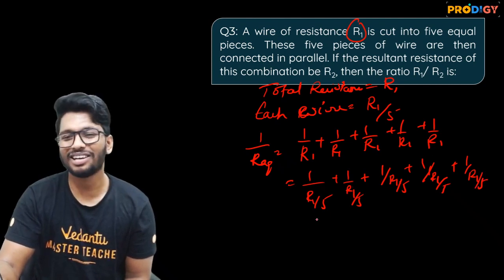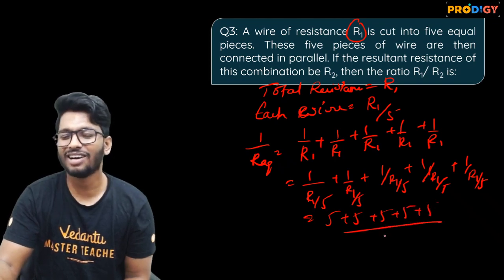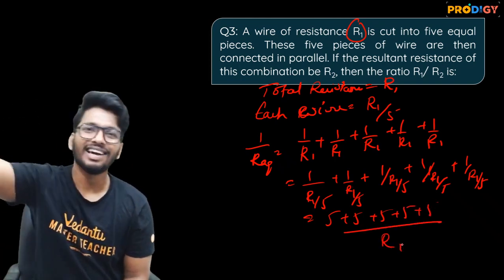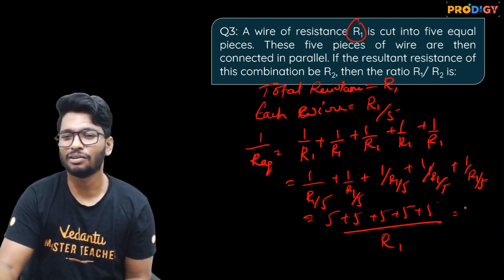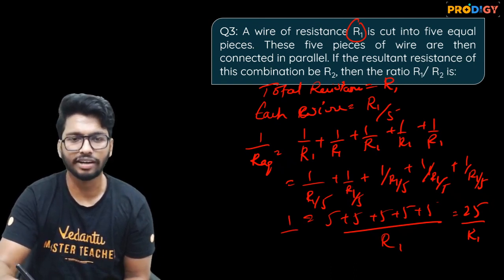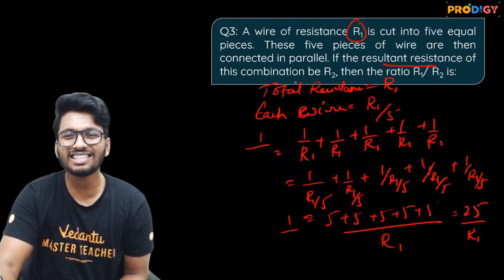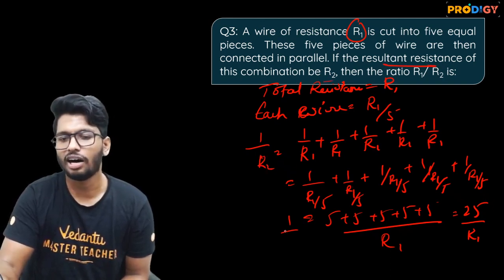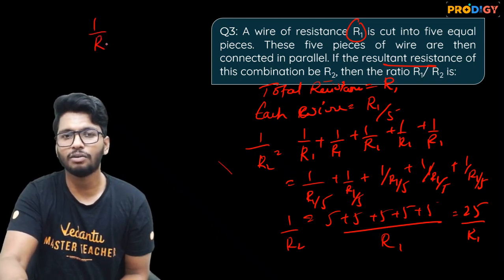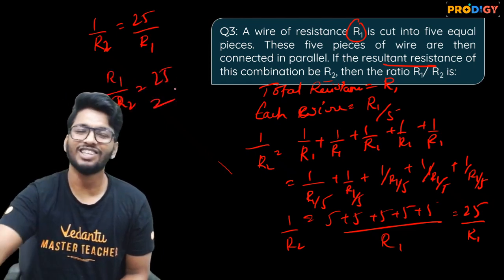And take 5 to the numerator, what will you get? 5 plus 5 plus 5 plus 5 plus 5 divided by R1, because that goes to the numerator and R1 stays in the denominator. That is nothing but equal to 25 divided by R1. This is 1 by R equivalent. R equivalent is nothing but R2, because that is the resistance in parallel. So 1 by R2 is equal to 25 by R1. So R1 divided by R2 is how much? 25. It's as simple as that.